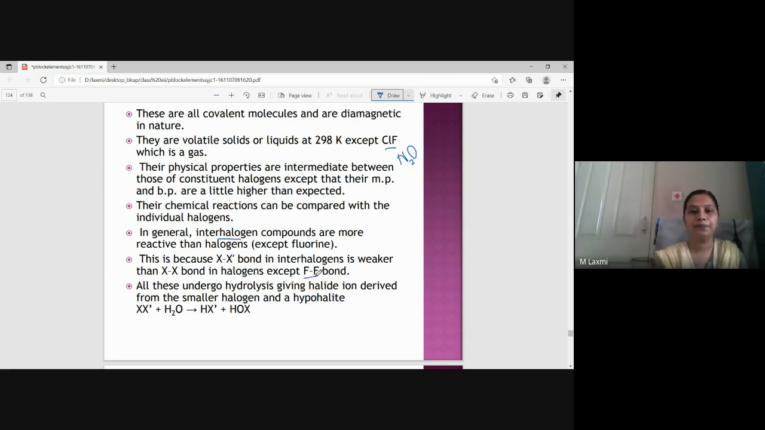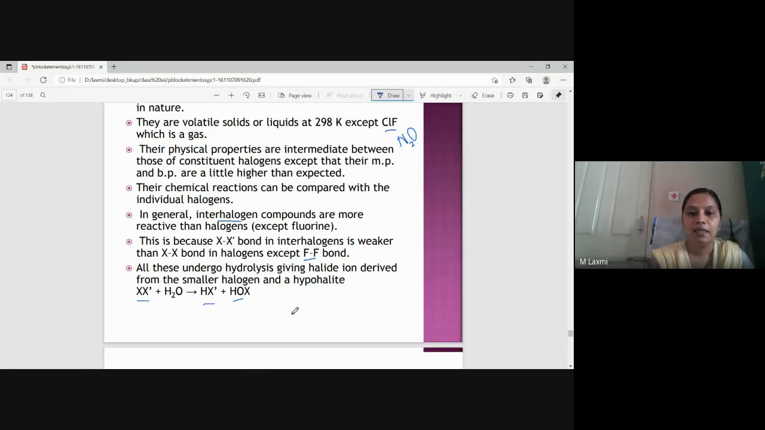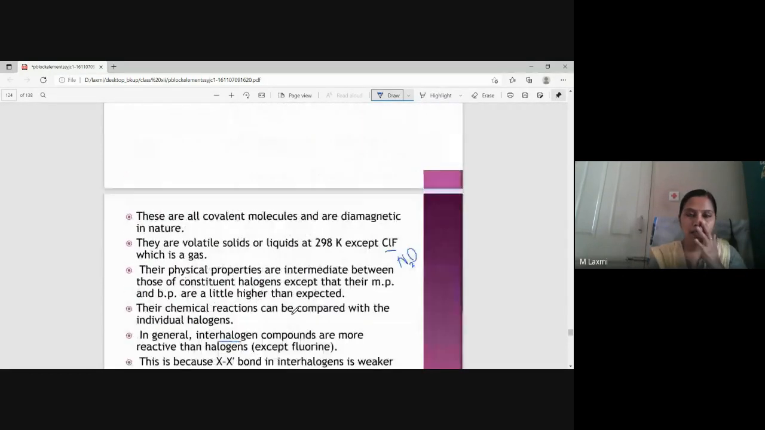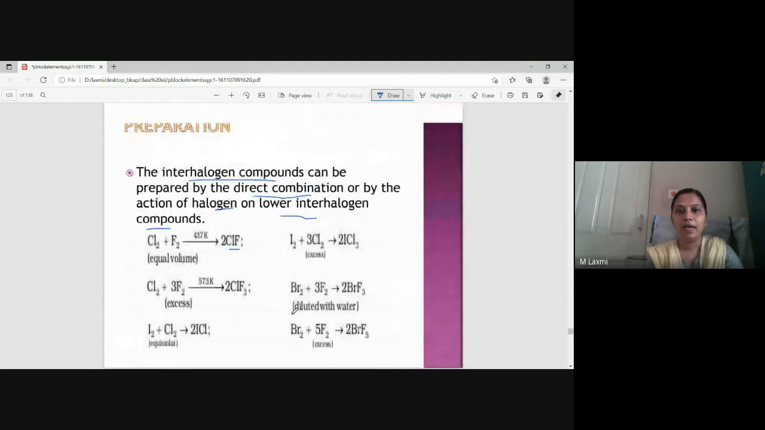Also, these interhalogen compounds undergo hydrolysis, so they give rise to a halide ion and a hypohalite. So they undergo hydrolysis to give a halide ion and a hypohalite. So that is all about your interhalogen compounds.